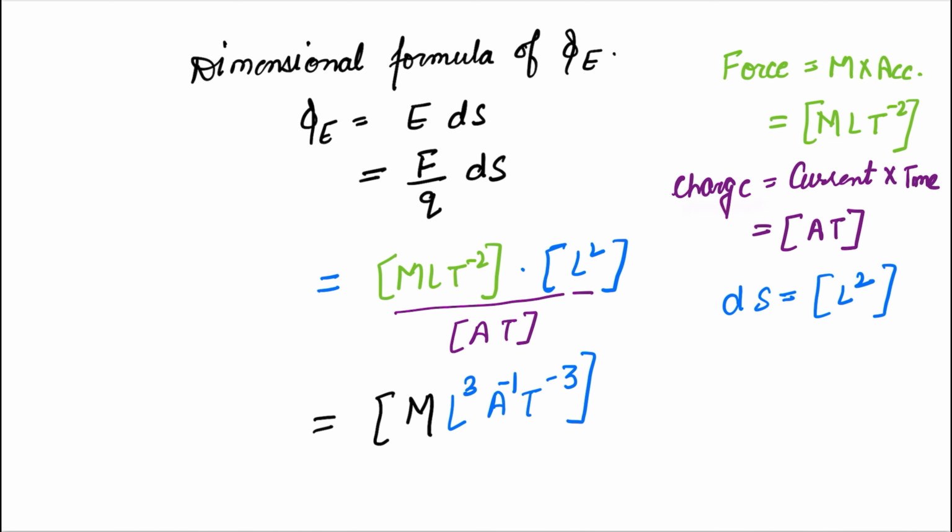Then charge is current into time, because current is rate of change of charge. So charge can be written as current multiplied with time. So it will be ampere into time T. Delta S is length into length, so it will give me L square. So you put your force here, you put your charge here, and you put your L square in the place of delta S. You will have this expression. You can combine the terms. It will be M L cube A raised to power minus 1 and T raised to power minus 3. This is the dimensional formula for phi E.